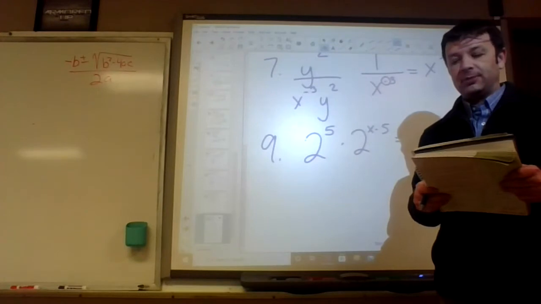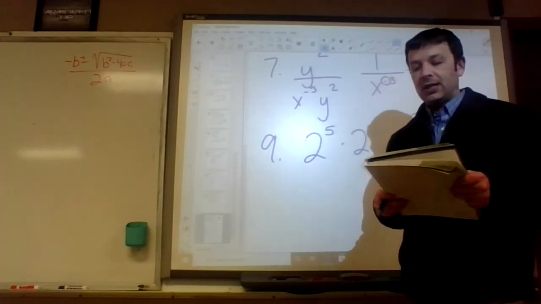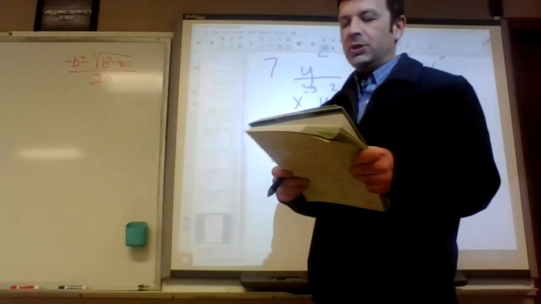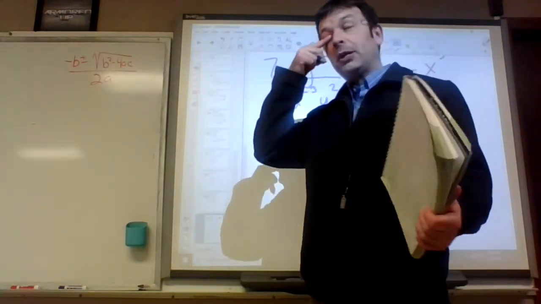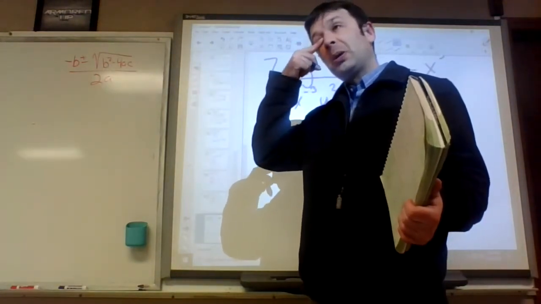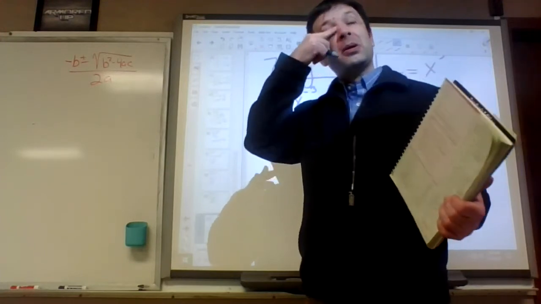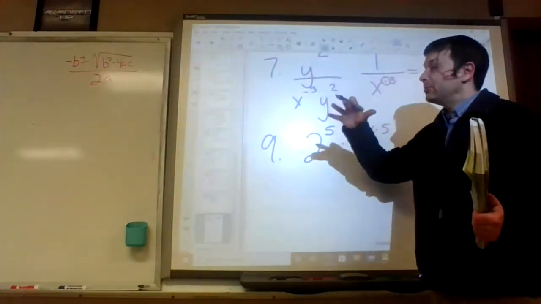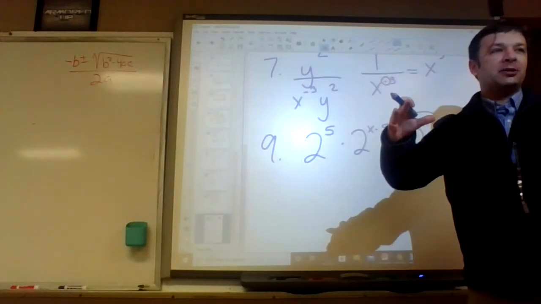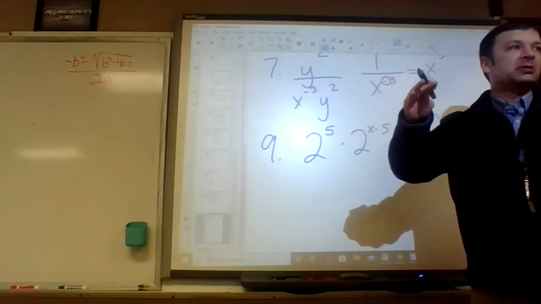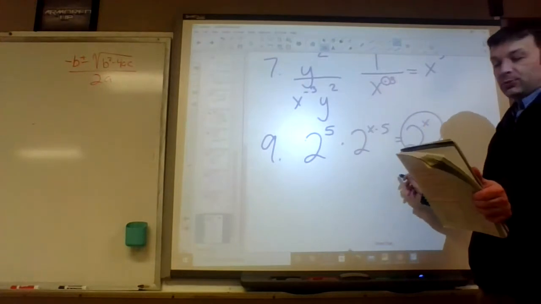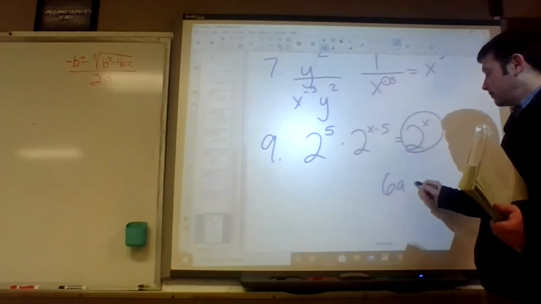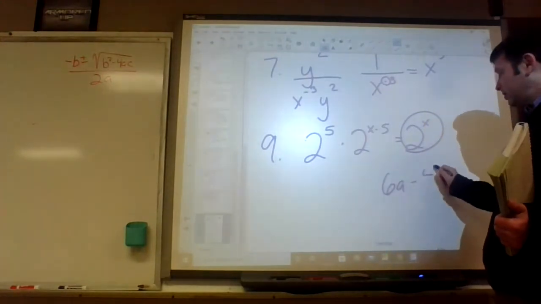Multiply. What's 2a times 3? 6a. What do you do when you have y to the 6a over y to the 4a? When we divide the y's, what do we do with the exponents? Subtract. So the question is, what is 6a minus 4a?